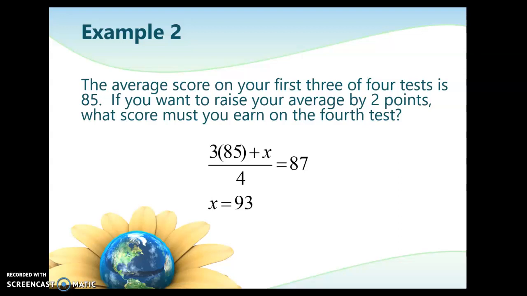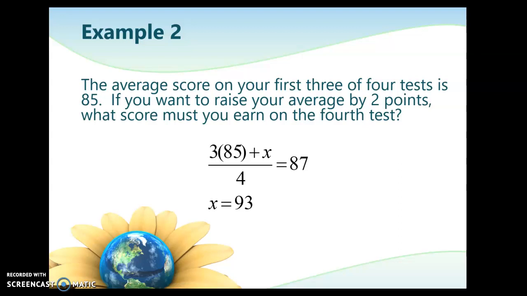And we have to do a little algebra here to solve for X. To do that, we're going to have to get rid of the division by 4. So the opposite of dividing by 4 is multiplying. So we're going to need to take 87 and multiply it by 4. When we do that, we get 348. So that basically tells us that the total number of points that the student needs to score on all 4 tests must be equal to 348.